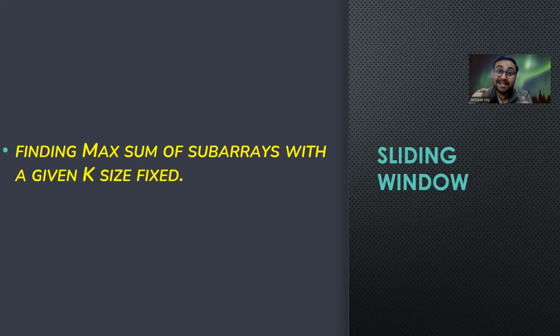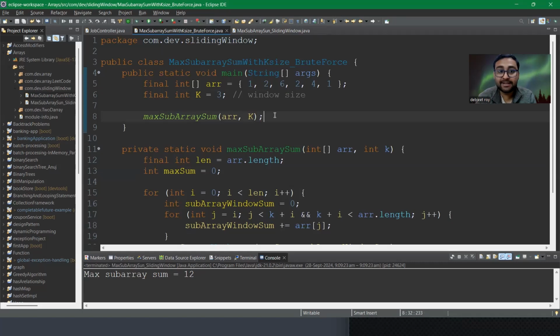So how can we calculate? Let's get started. I hope you can see my screen now. Here, if you can observe, I've taken one array and I've passed the integers present within the array, like 1, 2, 6, 2, 4, 1. You can take any size. So I'm considering a window size of 3.